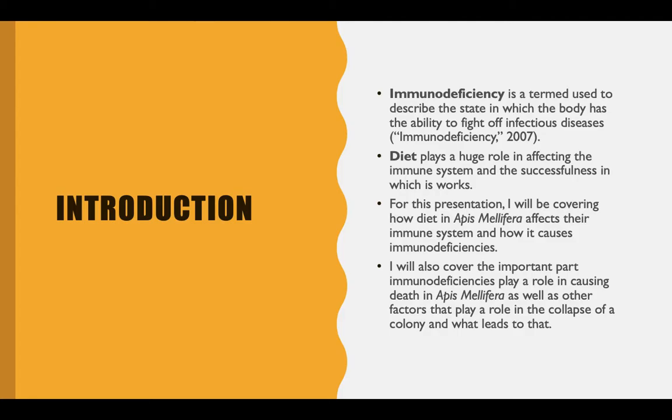Immunodeficiency is a term used to describe the state in which the body lacks the ability to fight off infectious diseases. Diet plays a huge role in affecting the immune system and the success with which it works. For this presentation, I will be covering how diet in Apis mellifera affects their immune system, as well as how it causes immunodeficiencies, if any at all.